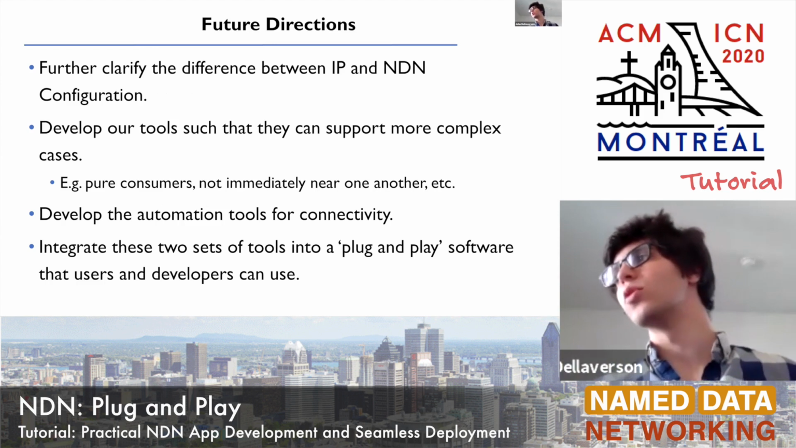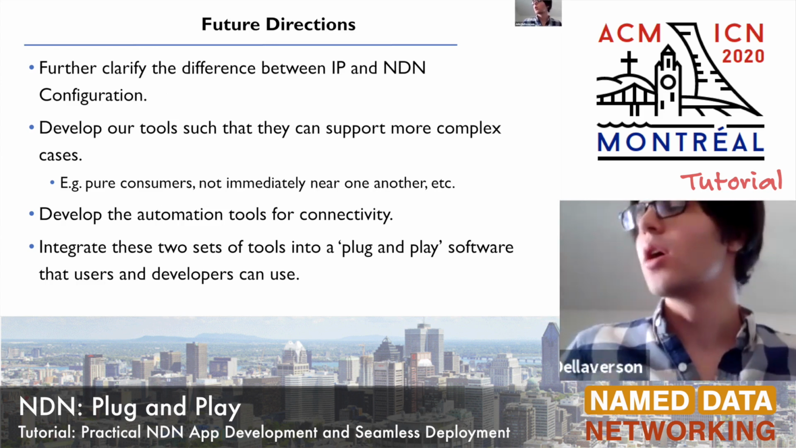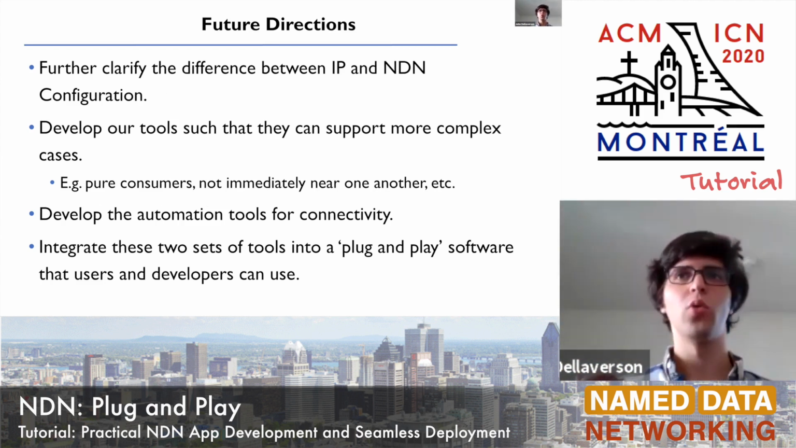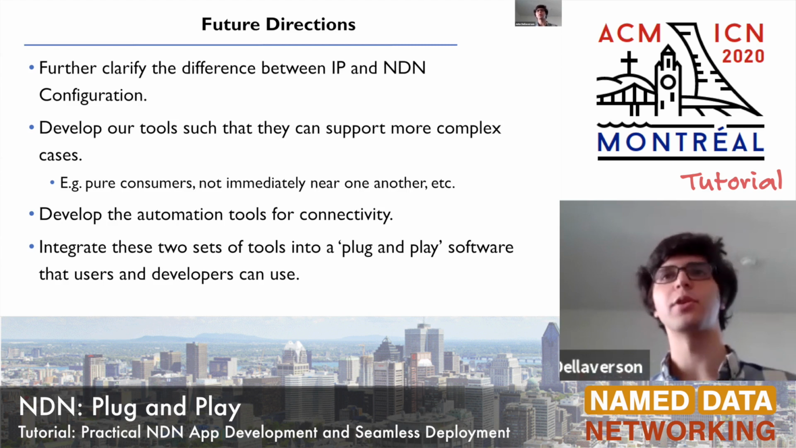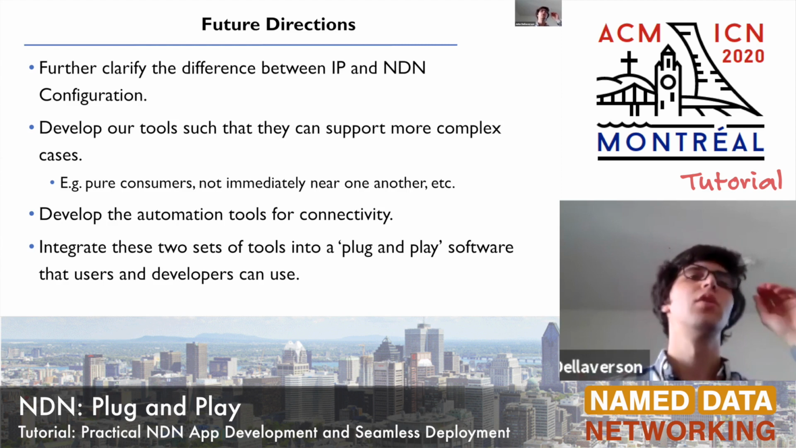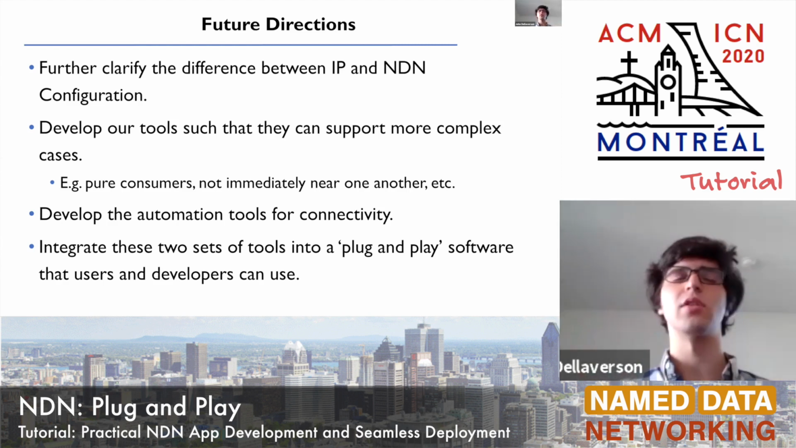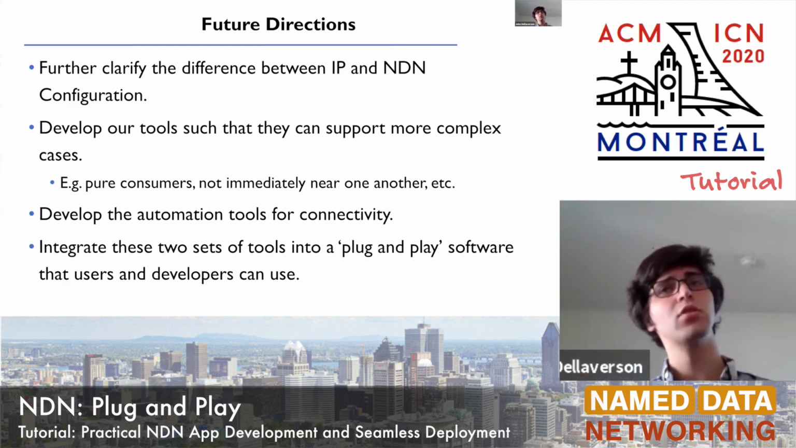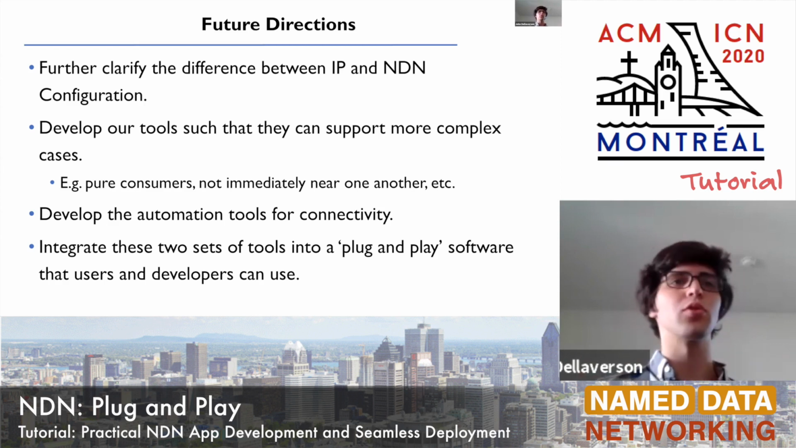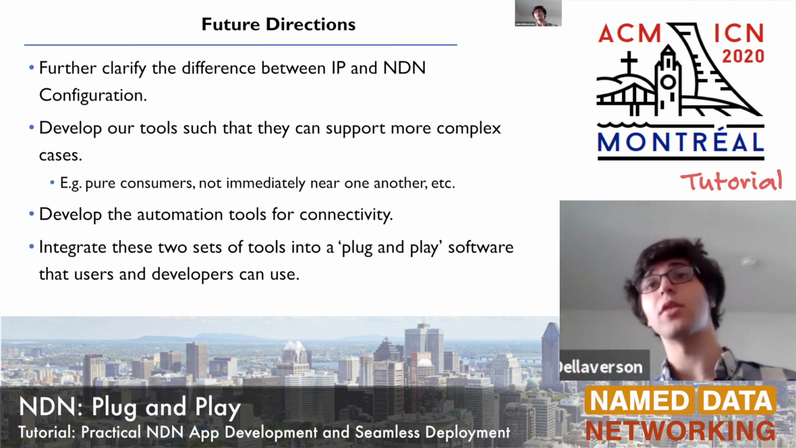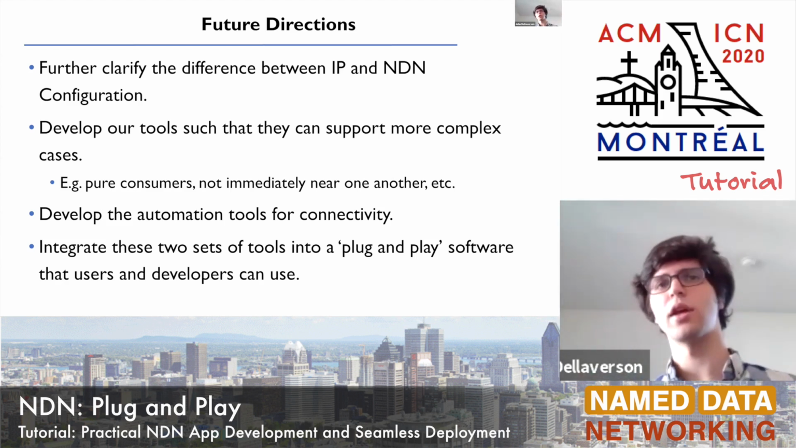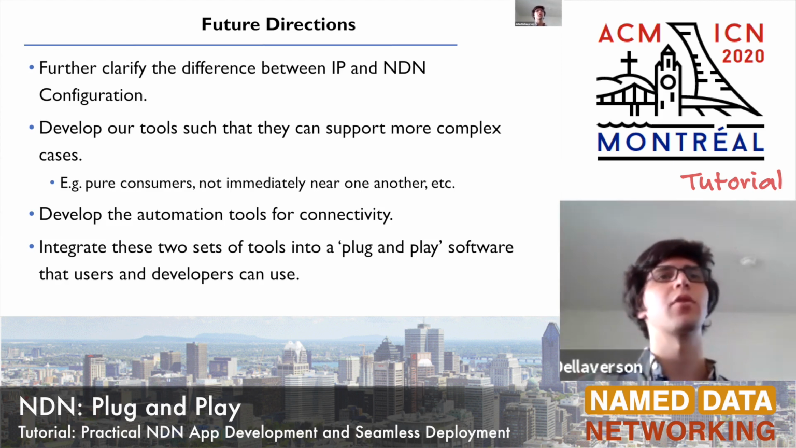Now we can move to future directions for this kind of work. We're hoping to further clarify the differences between IP and NDN configuration. We know that for a long time we were exploring what exactly that looks like and trying to clarify what that looks like within our mental models. We hope to develop our tools so that they can support more complex use cases. Just to give a couple of examples, you can imagine pure NDN consumers, which may or may not actually need to go through this trust process because they aren't actually producing any data. So they may not need to get a certificate and actually interact with the trust anchor that way.